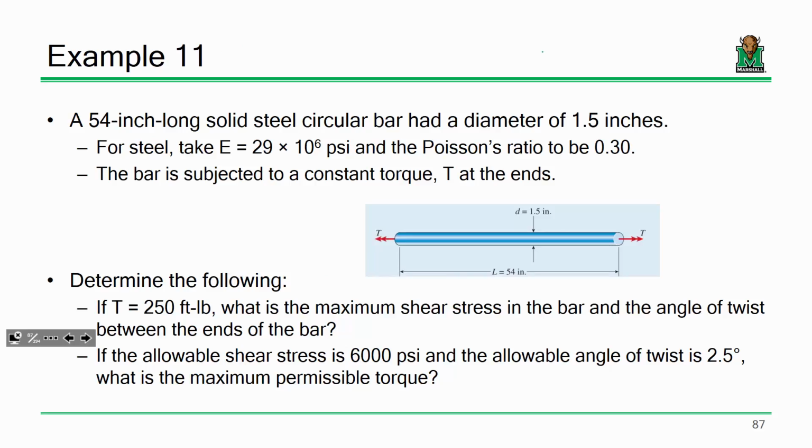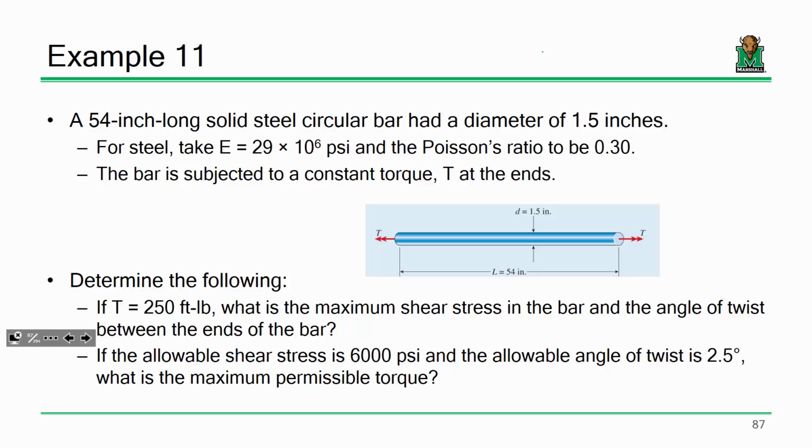So what we're going to do this time, and this will bleed over a little bit into next time, is start off looking at some torsion problems. So I've got a segment that's 54 inches long. It's a solid steel circular bar, so we're going to be using J formulas for the shaft, not the pipe. The diameter is 1.5 inches. We've got the steel E value and the Poisson's ratio, so we weren't given G. We're going to have to go and compute that.